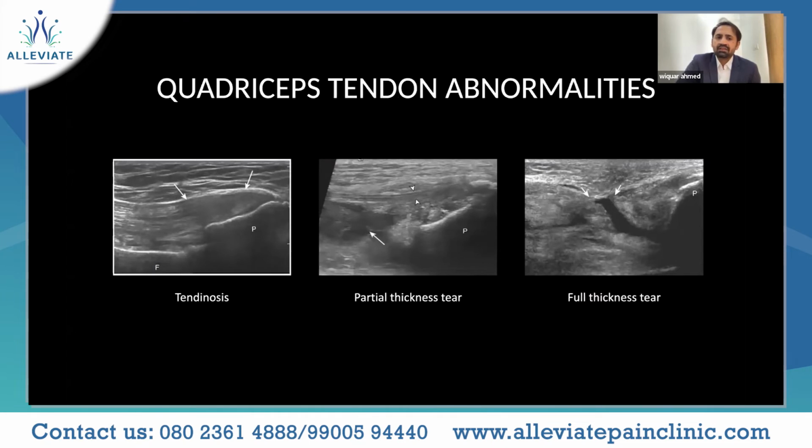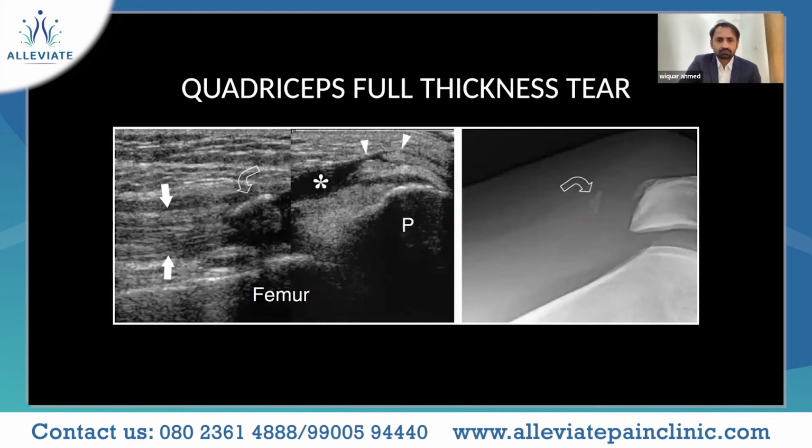Quadriceps tendon abnormalities, again, an important aspect, wherein you can see a tendinosis. There is a diffuse swelling and thickening of the tendon and tendon attachment, which you can see at the insertion. Then in this partial thickness tear, you can see that the rectus femoris is intact, but the layers below aren't, and there's a partial thickness tear. And in this, you can see a complete thickness tear with heterogeneous hematoma.